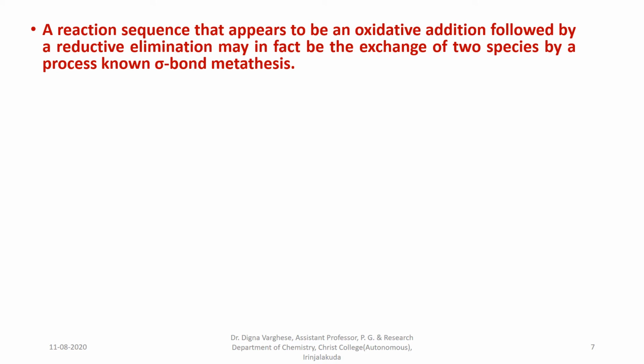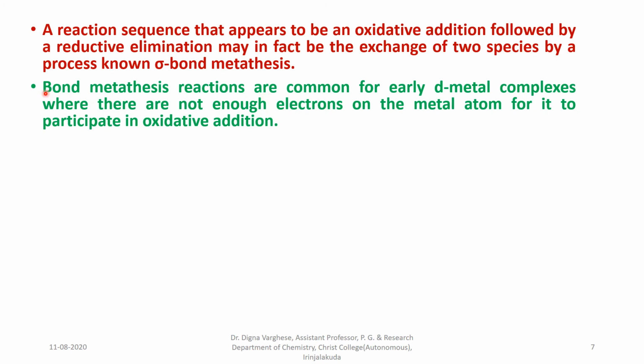A reaction sequence that appears to be an oxidative addition followed by a reductive elimination may in fact be the exchange of two species by a process known as sigma bond metathesis. This is a special type of reaction which involves a sequence of reactions like oxidative addition followed by reductive elimination, and exchange of two species. Bond metathesis reactions are common for early d metal complexes, where there are not enough electrons on the metal atom for it to participate in oxidative addition reaction.